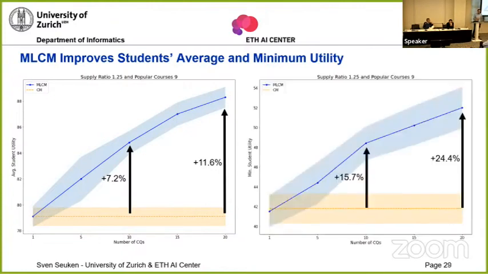And this increase is even larger if we look at minimum student utility. So these are the worst students in the population. So here it goes up by more than 15 or by more than 24%.